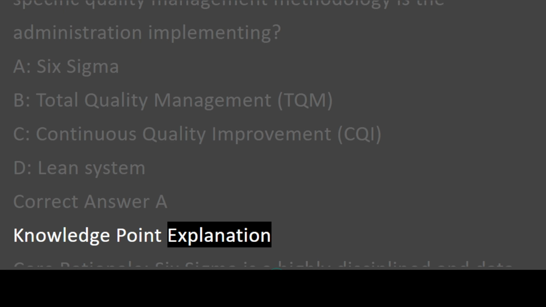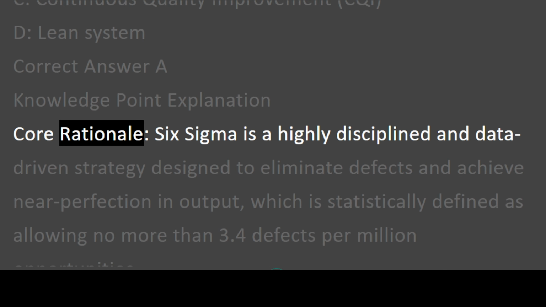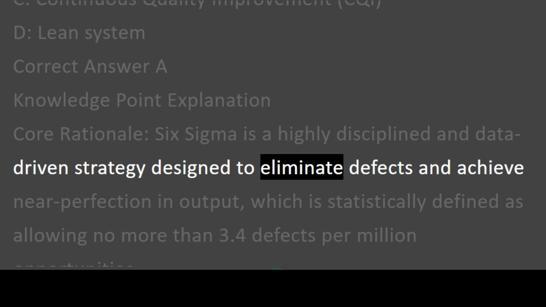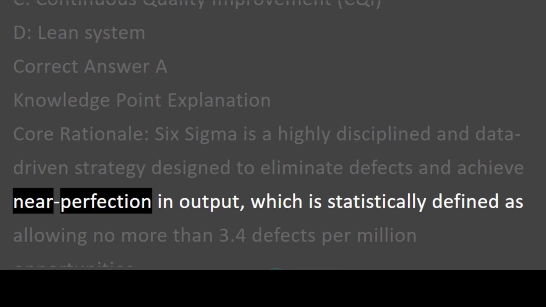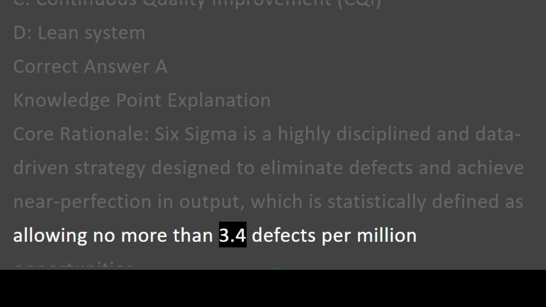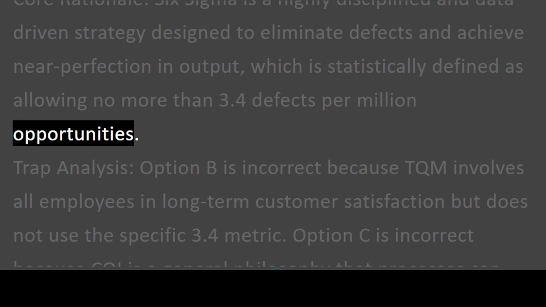Knowledge point explanation. Core rationale. Six Sigma is a highly disciplined and data-driven strategy designed to eliminate defects and achieve near perfection in output, which is statistically defined as allowing no more than 3.4 defects per million opportunities.